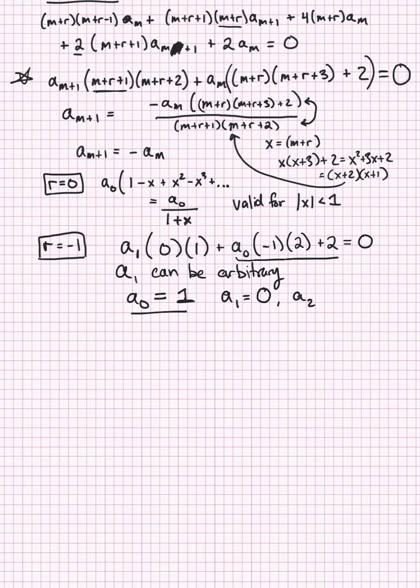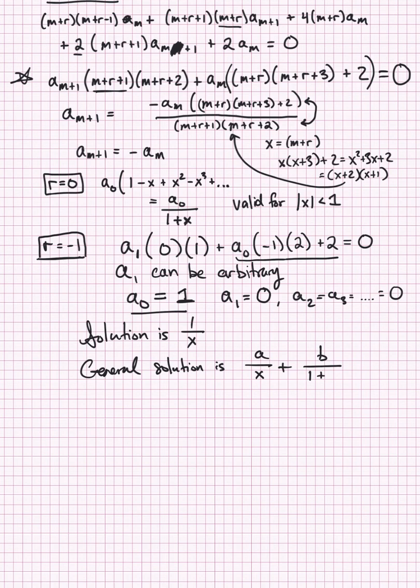And then this implies by my recurrence relation that a2, a3, they're all just equal to 0. And I'm getting r is minus 1 here. So my solution is just 1 over x. So the general solution is a over x plus b over 1 plus x.